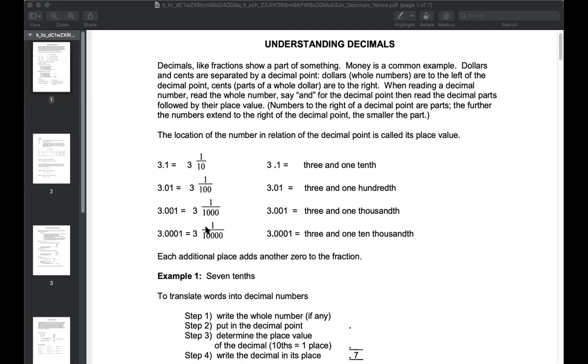Is there another thing in math that represents a part of a whole? Is there another way for me to represent a part of a whole besides decimals?